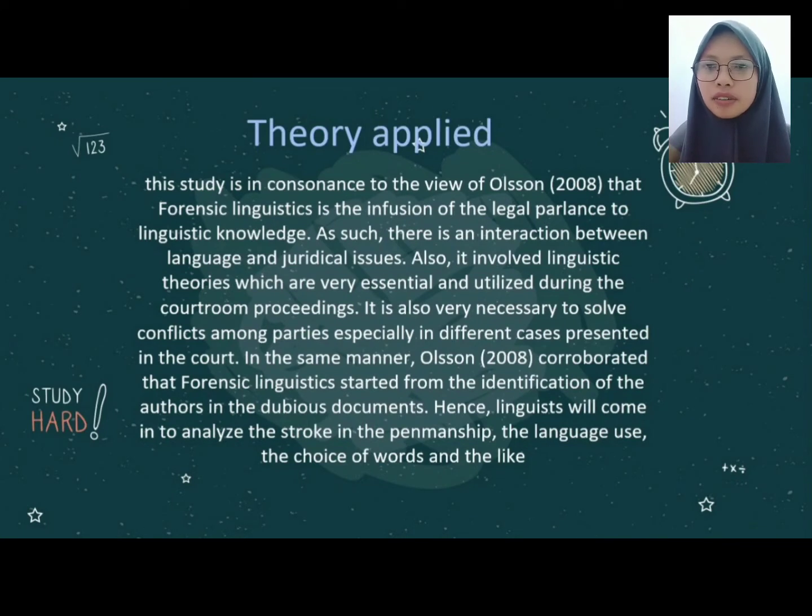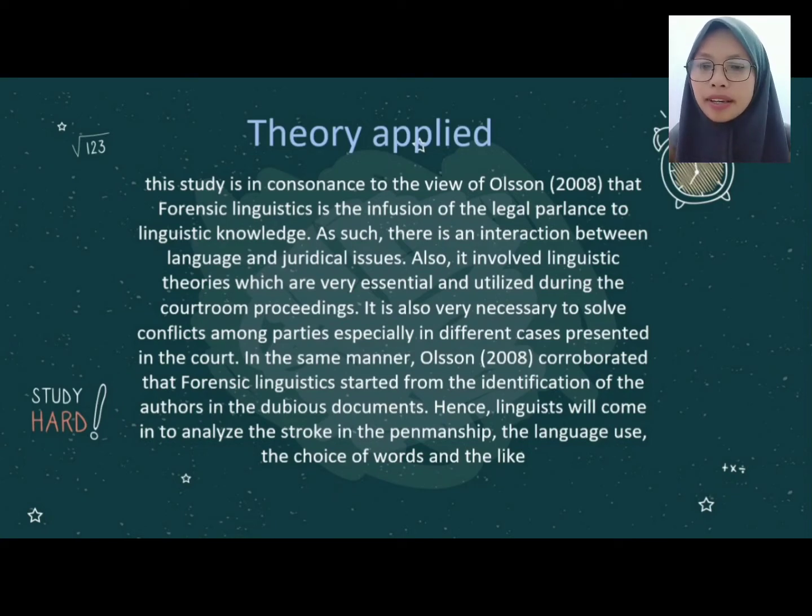Okay, next is theory applied. The study is in consonance to the view of Olson 2008 that forensic linguistics is the infusion of the legal parlance to linguistic knowledge. As such, there is an interaction between language and juridical issues. Also, it involves linguistic theories which are very essential and utilized during the courtroom proceedings. It is also very necessary to solve conflicts among parties, especially in different cases presented in the court.